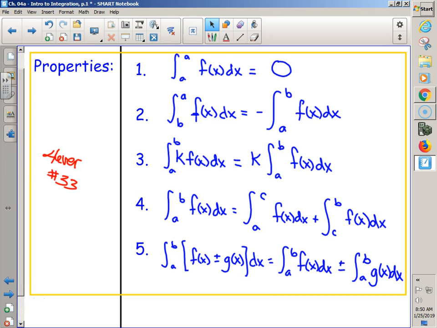Number 2, what do you think I mean by writing B to A, B on bottom, A to top? How is that going to look? How have you been writing all of your definite integrals up to this point? A to B, and this was what type of number compared to that number? Lower or higher? Lower to higher, beginning to end.